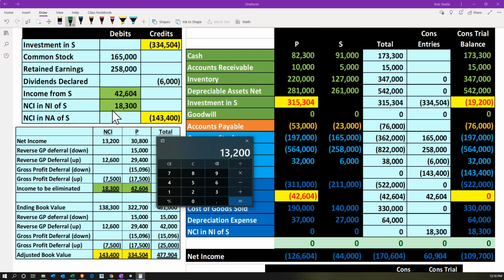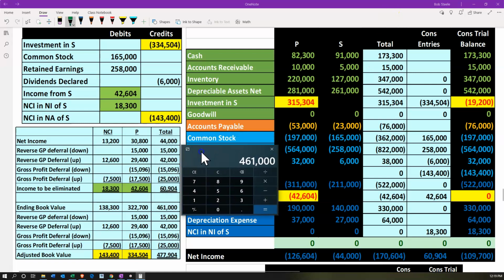So that's our change. And then this non-controlling interest in the net assets, normally we would take the net assets of S, which were 91,000 plus 5,000 plus 127,000 plus the 261,000 minus the 23,000. There's the net assets, which tie out to our worksheet here. Normally we would take that 461,000 times 0.3 for the non-controlling interest, and that would give us that 138, which would normally go there. But now we're breaking it out this way. We're changing it to that 143 in accordance with the worksheet.